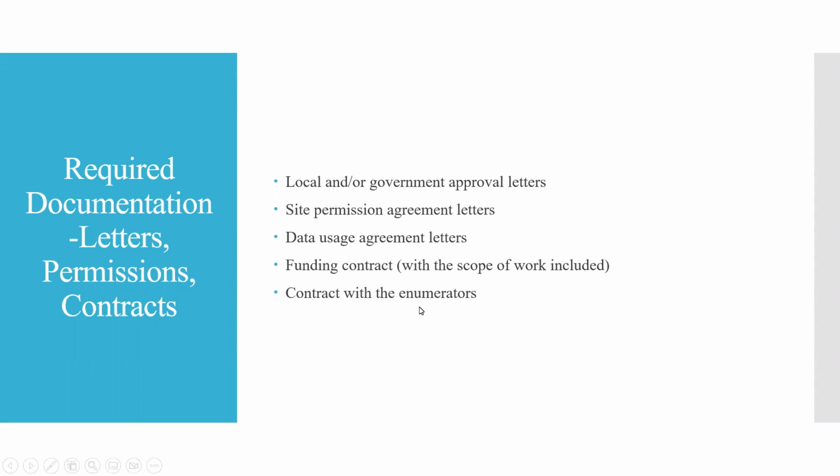Funding contracts, whether government, a grant, federal, anything like that, we do need to see those contracts. And we also need to see the scope of work included in those contracts. And also a lot of these international studies, you have enumerators going out and conducting these studies for you. So we need to have that contract with these enumerators.